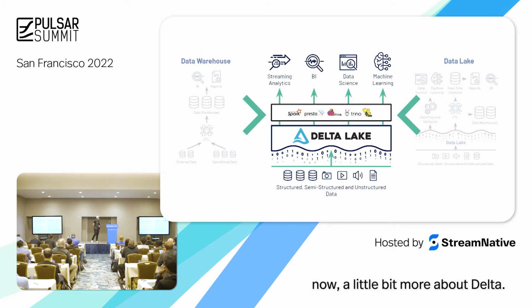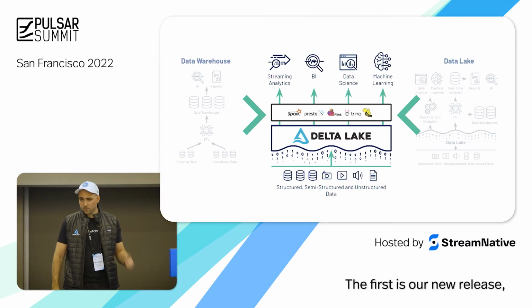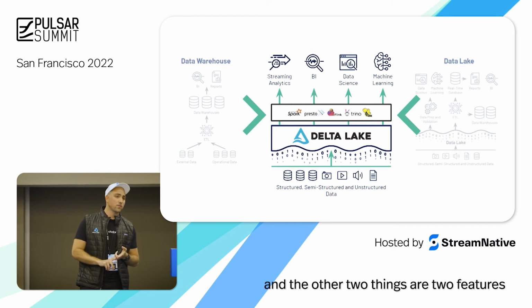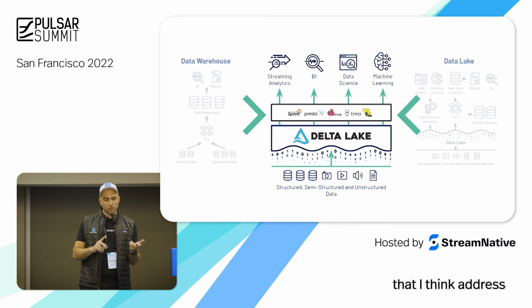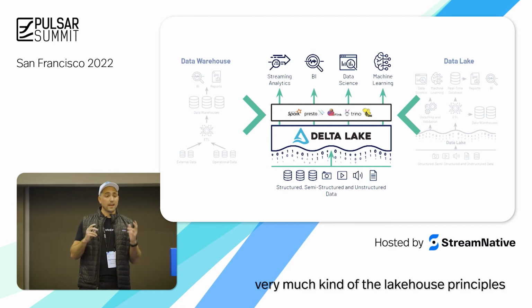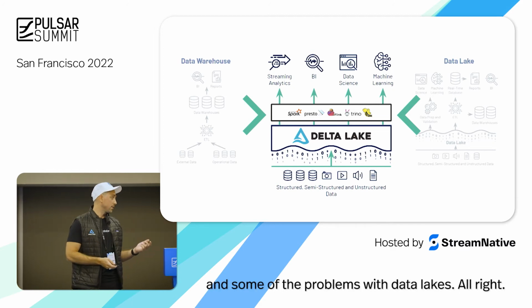Now, a little bit more about Delta. We actually presented Delta last year, and maybe some of you were at Data and AI Summit a couple months ago, so I won't go into the gory details of Delta. I'll just mention 3 important things. The first is our new release, and the other 2 things are 2 features that I think address very much the Lakehouse principles and some of the problems with data lakes, right?